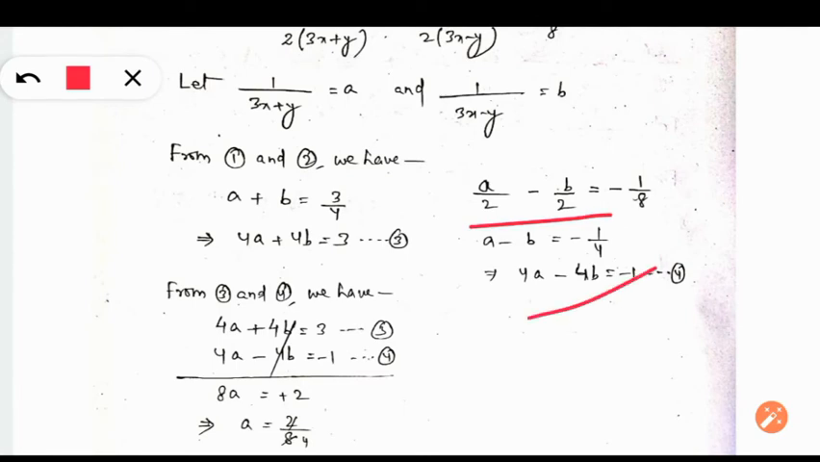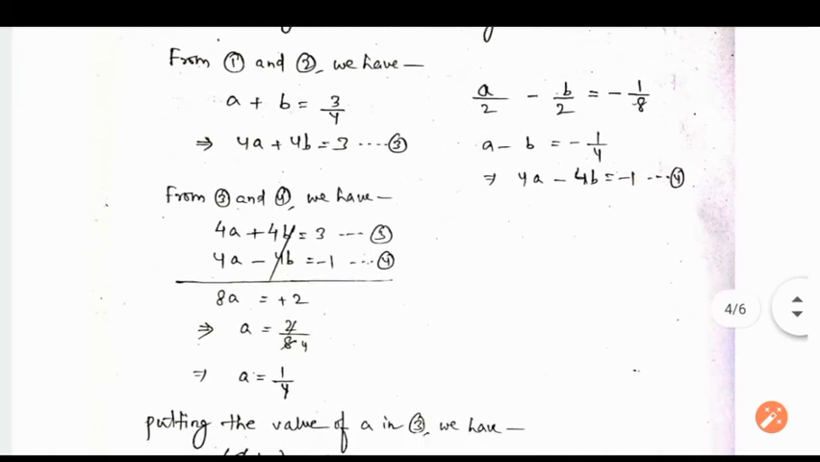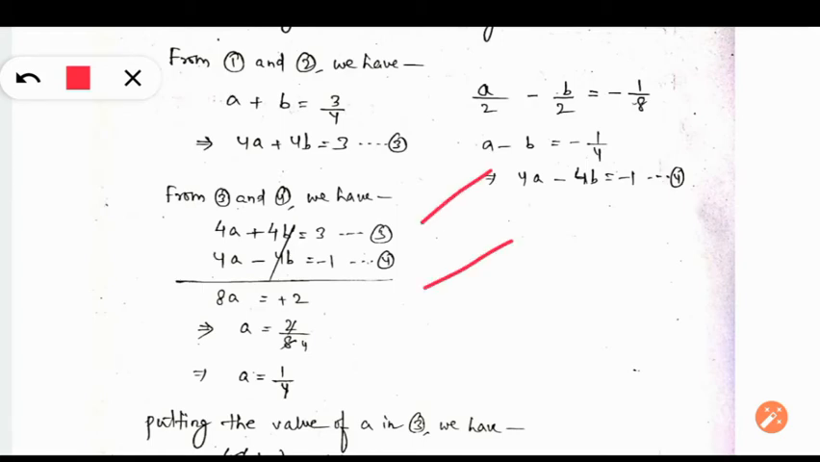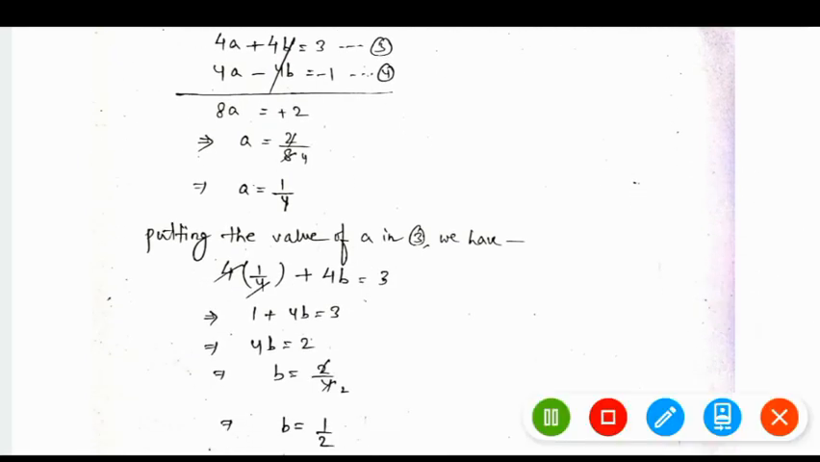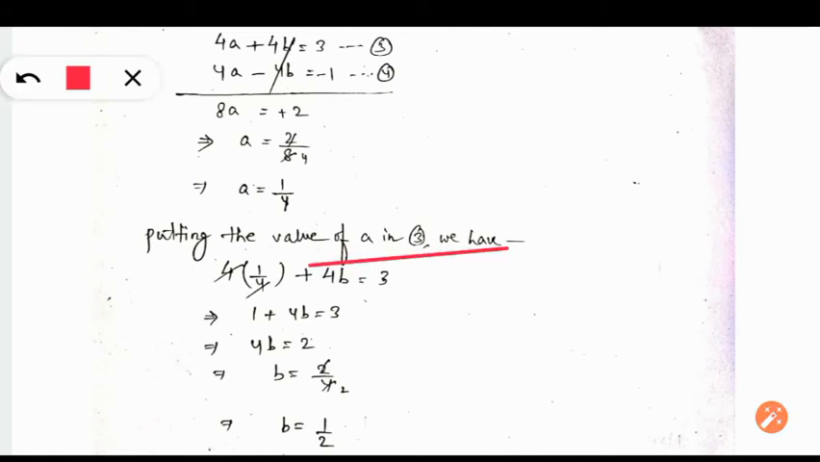Now see, equations 3 and 4 are in general form. Now we can apply any method to solve for a and b. So from 3 and 4 we have this. See, the coefficient of a as well as the coefficient of b, both are the same. So we can eliminate any of them. I have eliminated b. So I got 8a is equal to 2, a is equal to 1 by 4. Now put the value of a in equation 3 or 4. I have put it in equation 3. After simplification, b is 1 by 2.